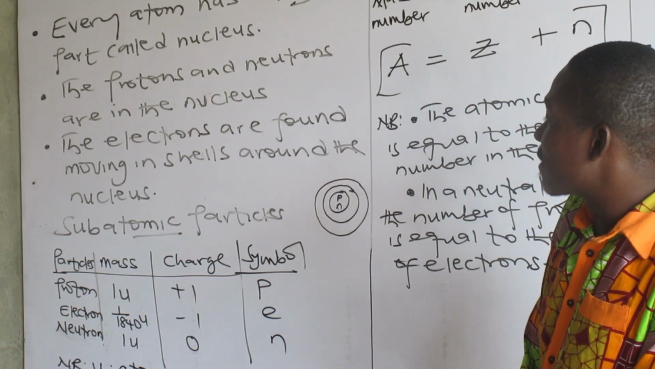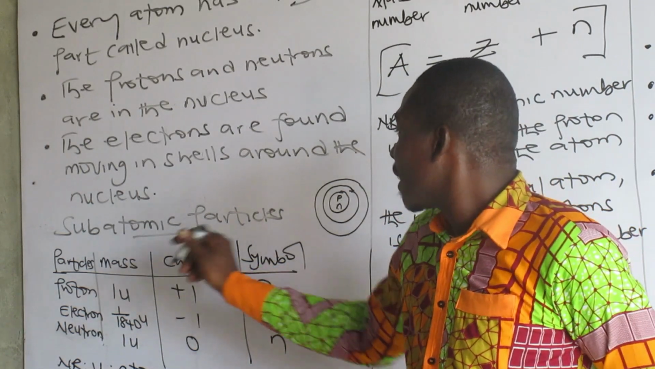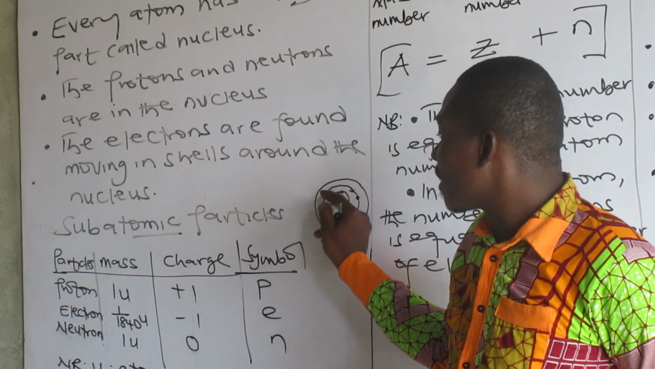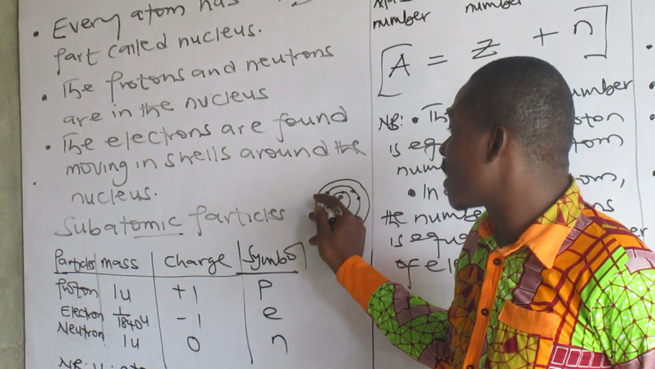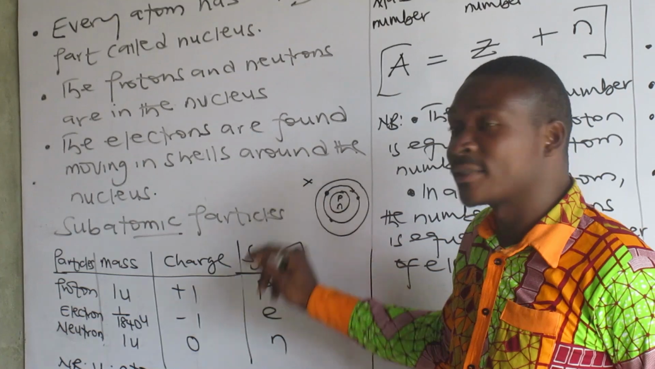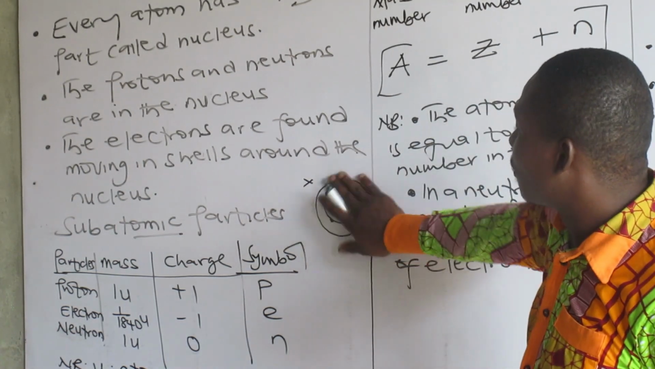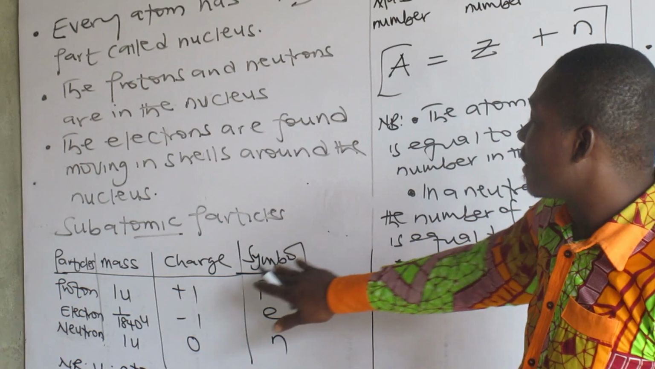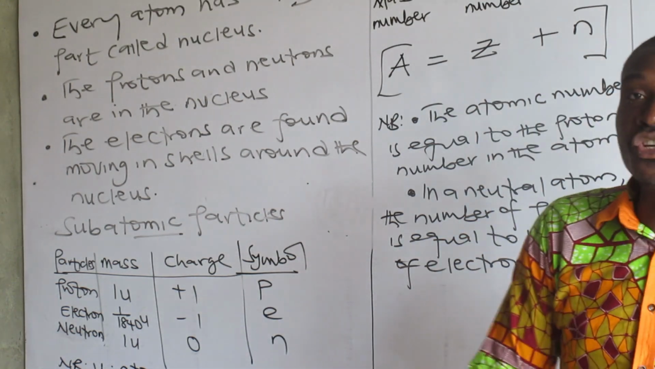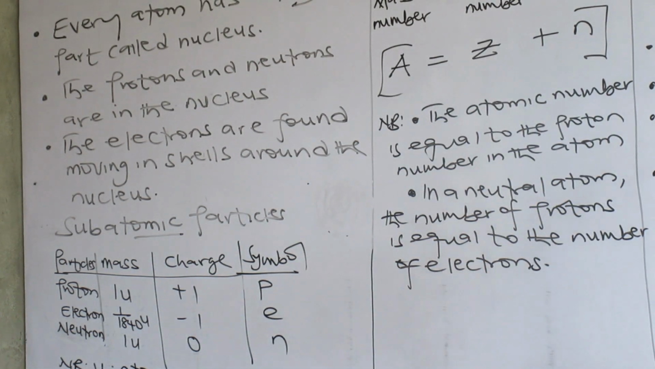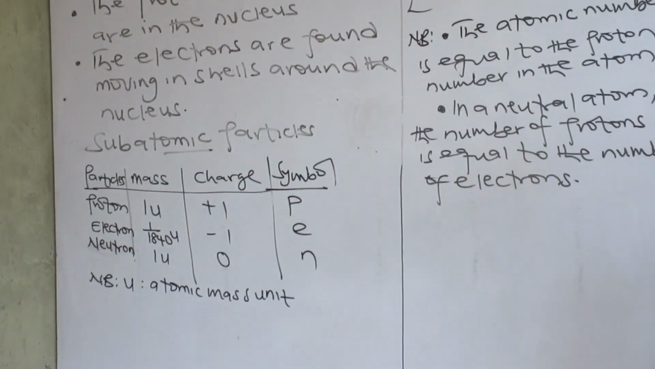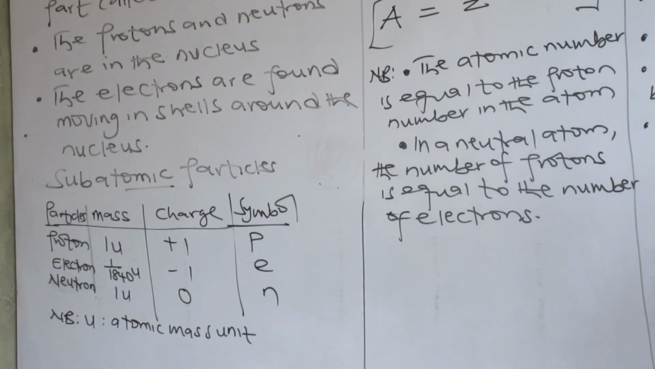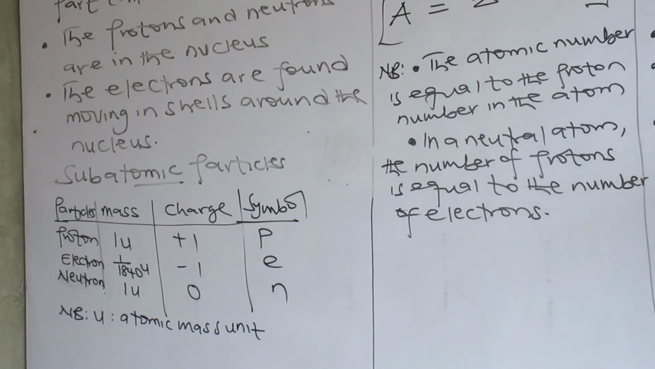So the subatomic particles and the electrons are found moving around the nucleus in shells. We can illustrate the electrons using the bullet method or the cross method. Okay? Good. Now, these are the three subatomic particles. We have protons, neutrons, and electrons, right? Protons are positively charged, electrons are negatively charged, and neutrons are neutral particles. Those are the respective symbols and their masses. Now the electron mass is 1 over 1840 units.